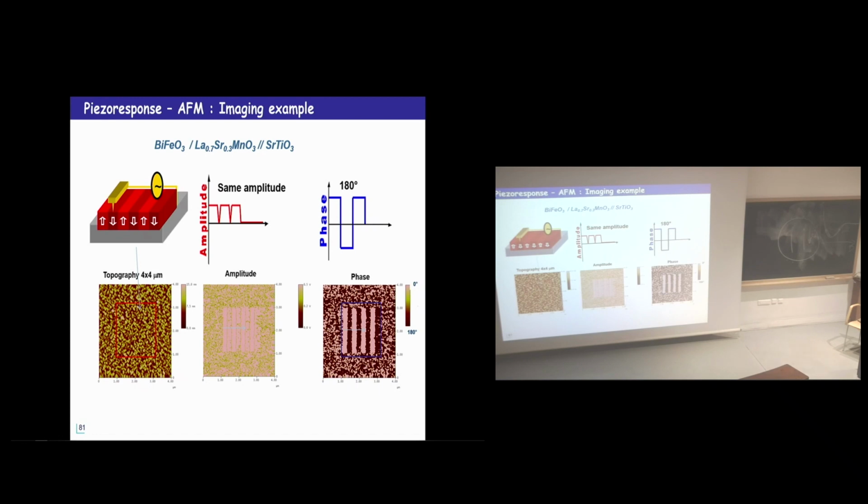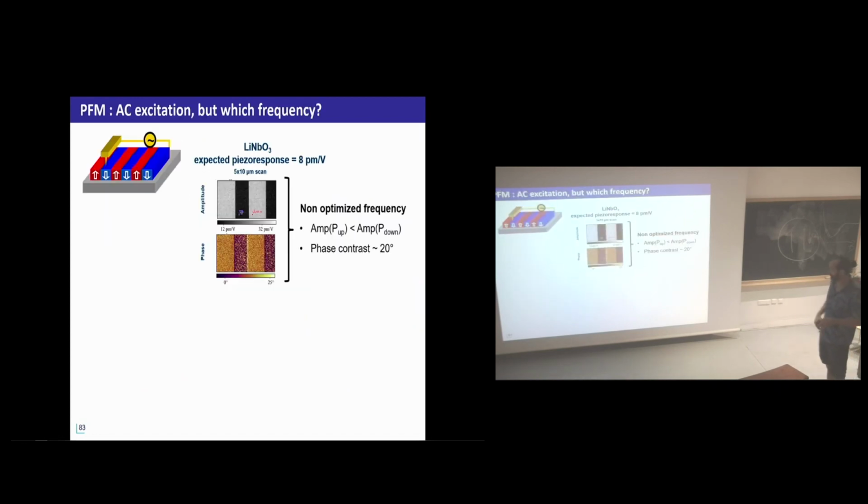Okay, this is an example of what can be done. Pristine domains. Here we wrote something. Here you see amplitude, phase, same amplitude, 180 degrees.